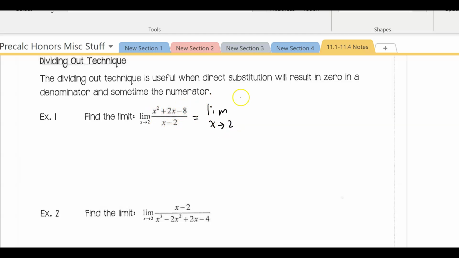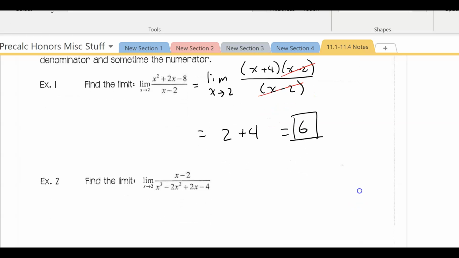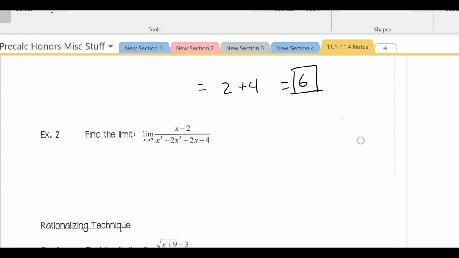So I'm going to factor the numerator. That's going to be x plus 4 times x minus 2. And then in the denominator, I had x minus 2. So this looks good. These two are going to cancel each other out. So we get rid of that part where we would get 0 in the denominator. And now we can use direct substitution to substitute into what's left. So we get 2 plus 4, or 6. All right. Let's try one more factoring example.